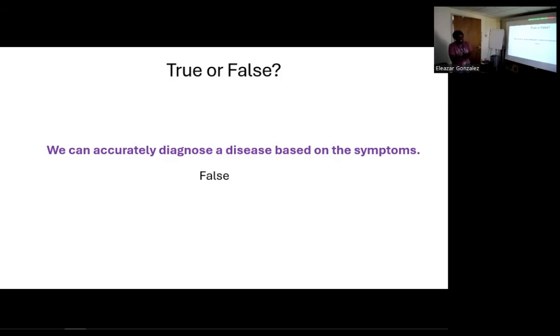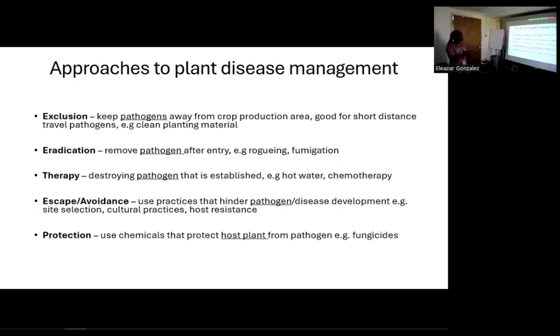Okay, so I think it might be the last slide, next slide. So these are just general approaches which I wanted to share. When we talk about managing plant diseases, we have methods that we classify as exclusion. You're basically trying to keep the pathogen away from your crop production area, and that's why we recommend starting with good planting material. You know the source, you know it was tested for viruses or whatever disease, and it's good. Because if it's not, you might be bringing in the pathogen from where your planting material came from. It's hard to tell. Also, eradication.